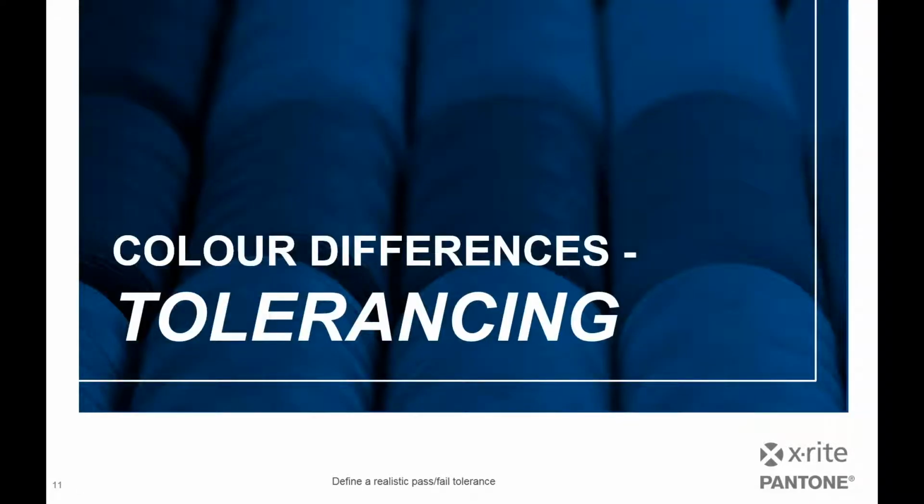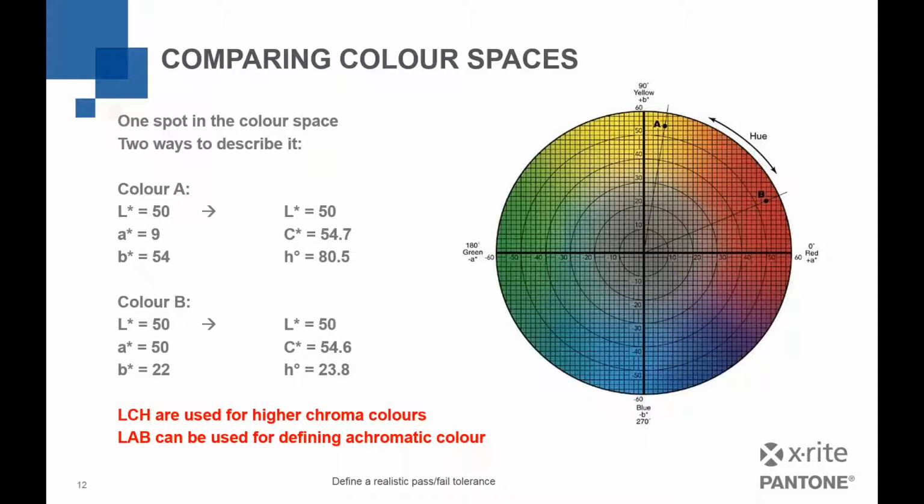So, actual tolerancing itself. I've touched on the different types of color scales. If we stick to the CIELAB system, within the CIELAB space, here we have on the right side the A star and the B star axes, the color circle, if you like.